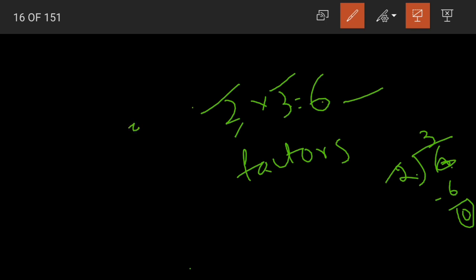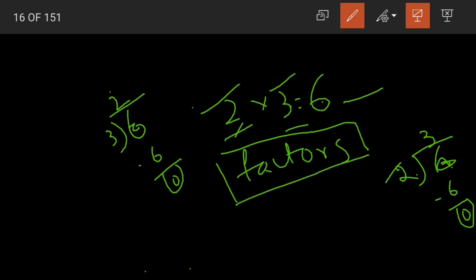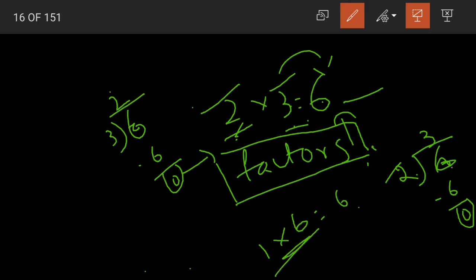Again, 6 is divisible by 3 as well. We have 3 2s are 6, and when we subtract, 0 will be our remainder. So what do 2 and 3 become? 2 and 3 become our factors. Why? Because they divide 6 exactly. That is, when 6 is divided by these two numbers, the remainder is 0. So 2 and 3 are called the factors of 6. Apart from 2 and 3, we have 1 6 are 6 also. So 1 and 6 are also the factors of the number 6.